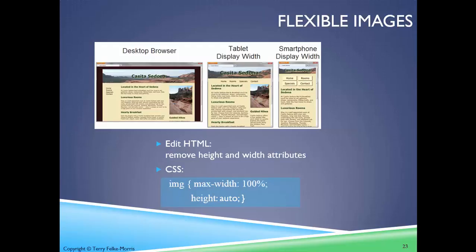A flexible image is a fluid image that will not break the layout as the browser viewport is resized. All right. The easiest way to try to get a flexible image is to put in there max width 100% along with the height auto that you see there. So you remove the height and width attributes from the image tag, and you configure the max width at 100%.